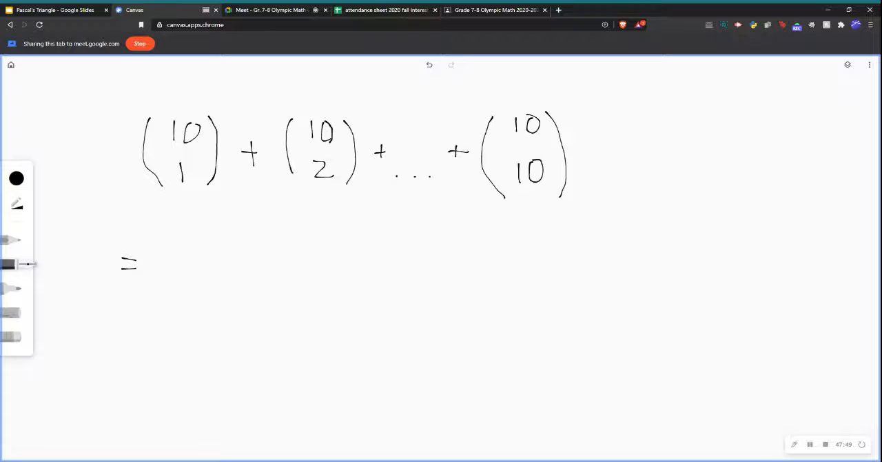What we notice is that this looks like adding up all the numbers in a row of Pascal's triangle. You're taking the 10th row, starting at column number one, not column number zero, and then you increase the column number to add the majority of the numbers in row number 10.